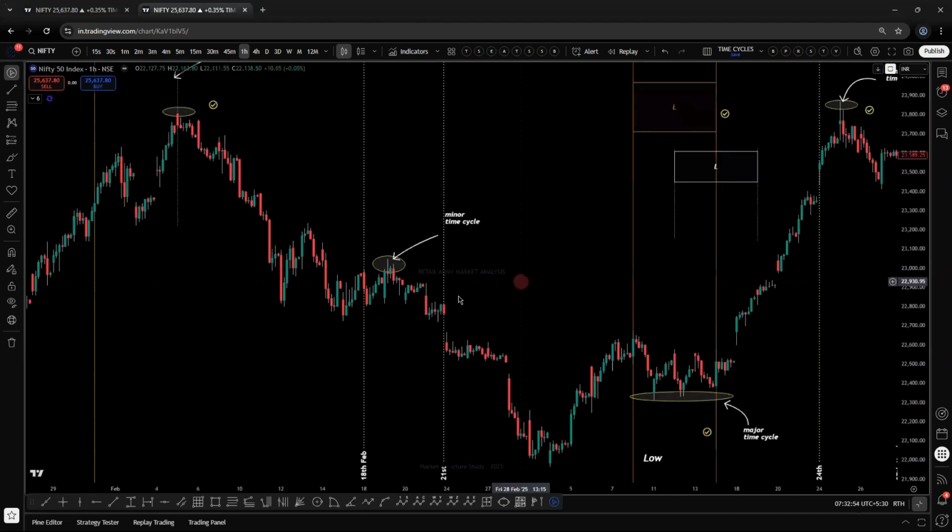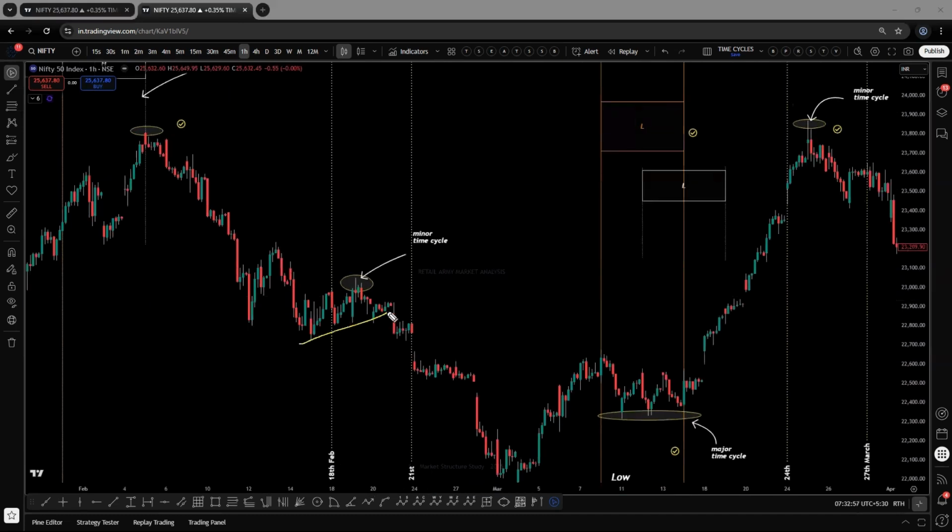Then we had a minor cycle zone here. Minor cycle zone, what happened? A small continuation pattern, and then it triggered a fast move. It definitely triggered a big move. Minor time cycle zone, like I said, is unpredictable. You cannot predict what is going to happen. This is an important area.